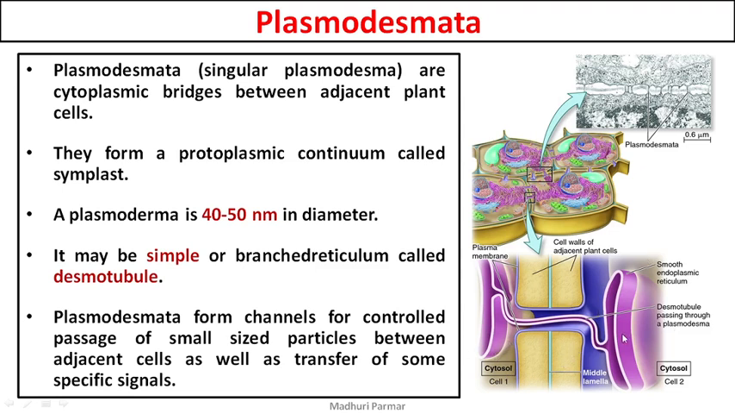If there is a signal, then it will be transferred either using this pore or using this desmotubule, from one endoplasmic reticulum to the other. From one cell to the other, the signal will pass through, the message will be passed through.